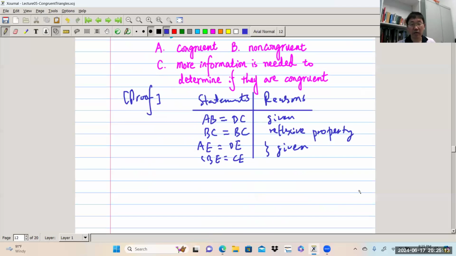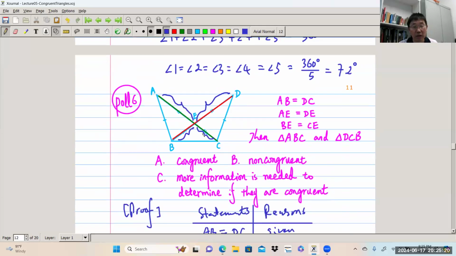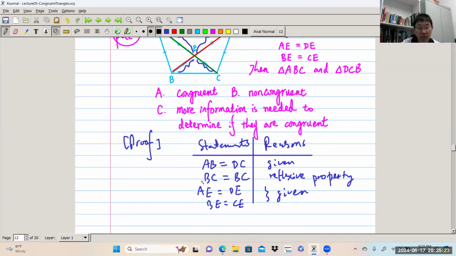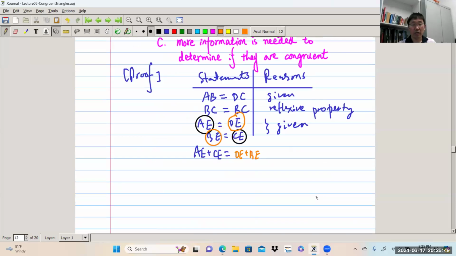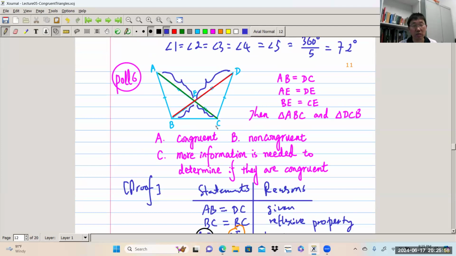Right? So then you can claim what? Then you say AE plus EC. So you add these two, AE plus CE, right? You see, AE plus EC, or say CE if you want, must be the same as what? Must be the same as DE plus BE, right? So DE plus BE, okay? And we know AE plus CE now is AC. So you have AC equals DE plus BE, and as you can see, DE plus BE is BD.